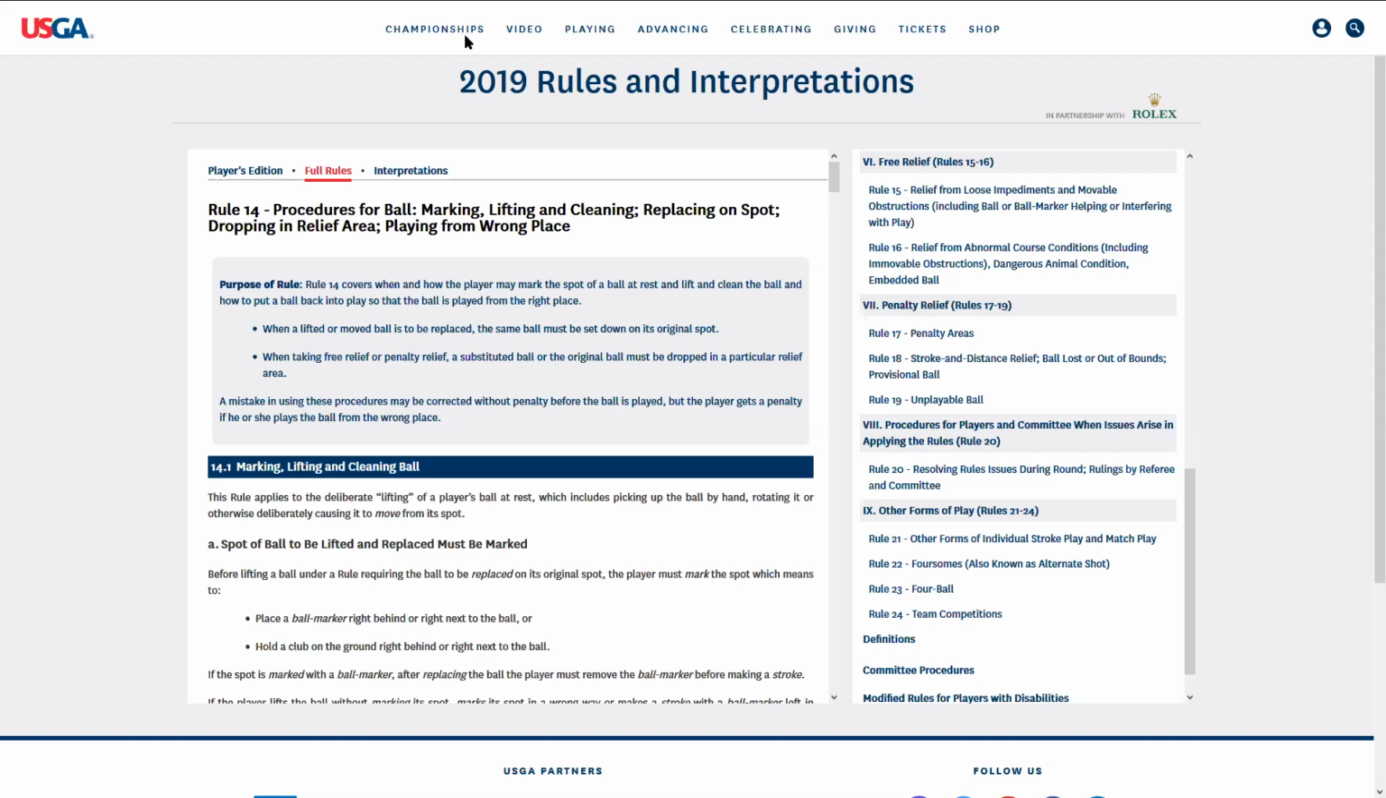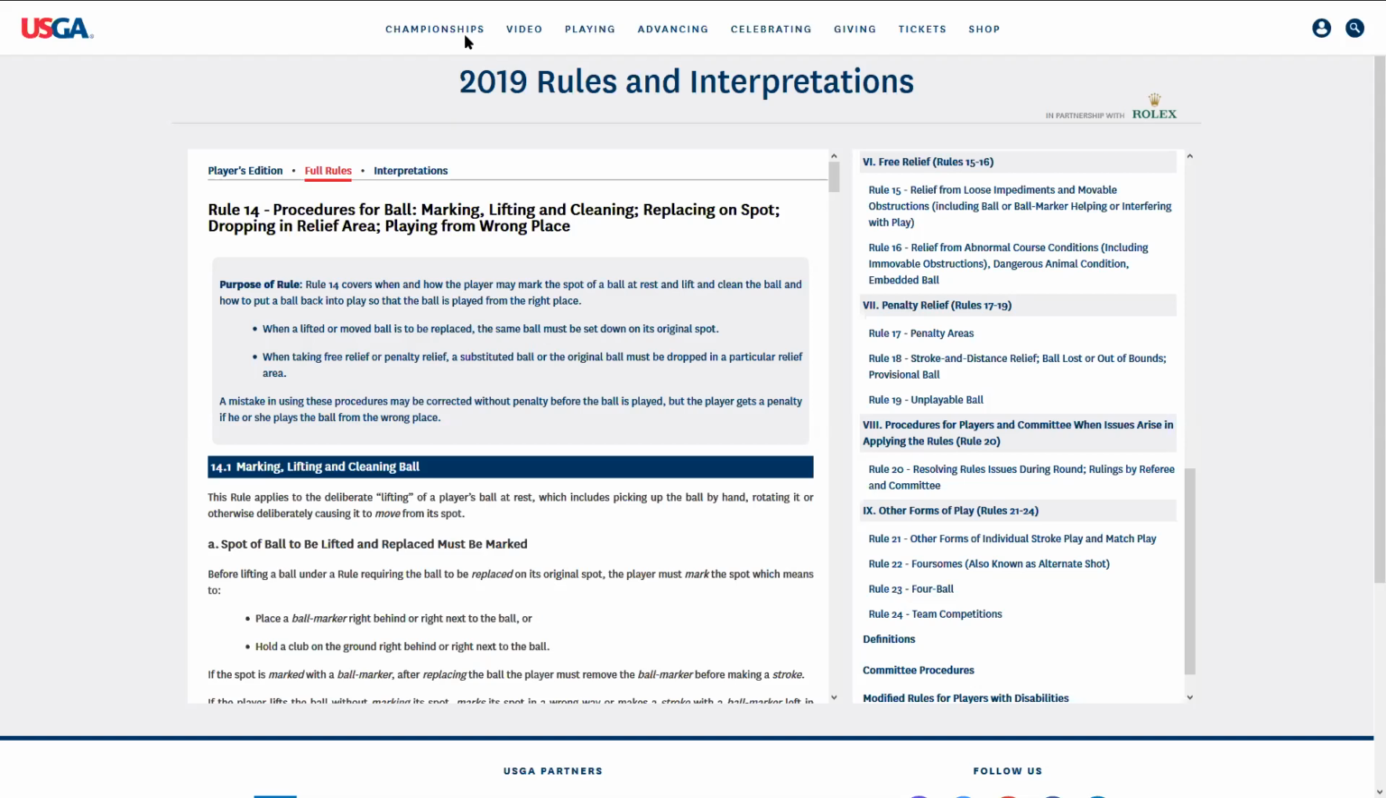First, new limitations on what may be used to mark the spot of a ball. 2, the ball must be replaced by the hand to be replaced in the right way. So you got to use your hand. 3, dropping in the right way includes 3 things. The ball must be dropped by the player, the ball must be dropped from knee height, and the ball must be dropped in the relief area. Again, we're going to go over all of these in just a minute.